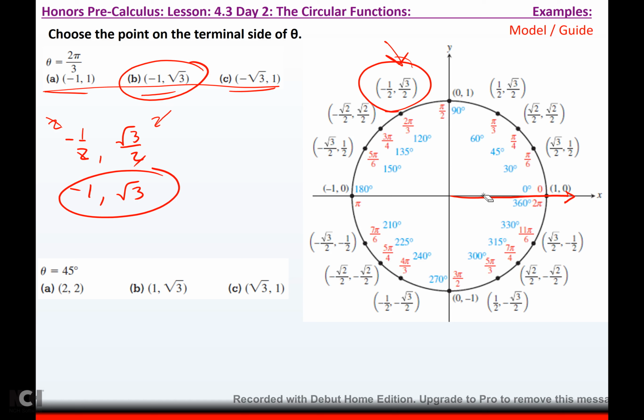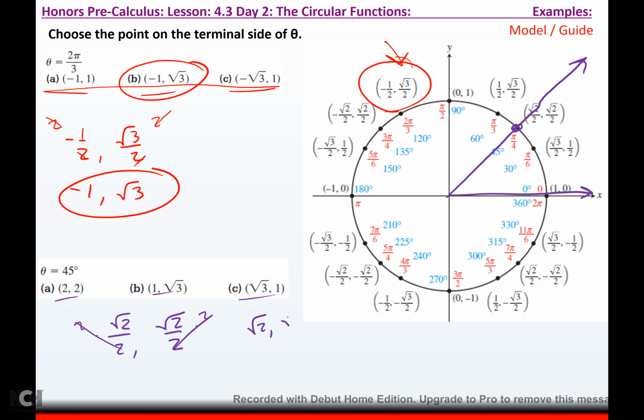Okay, for 45 degrees, switch colors here. For 45 degrees, I'm drawing, there's my initial side, there's my terminal side. So square root of 2 over 2, square root of 2 over 2 is on the terminal side of 45 degrees. That choice isn't there, so it's got to be a multiple. Again, first thing I'm going to do is kill the fraction. So if I multiply by 2, multiply by 2, that would give me square root of 2, square root of 2, which isn't there. So if I square both of these, that would give me 2, 2. And so that would give me that point on the terminal side.